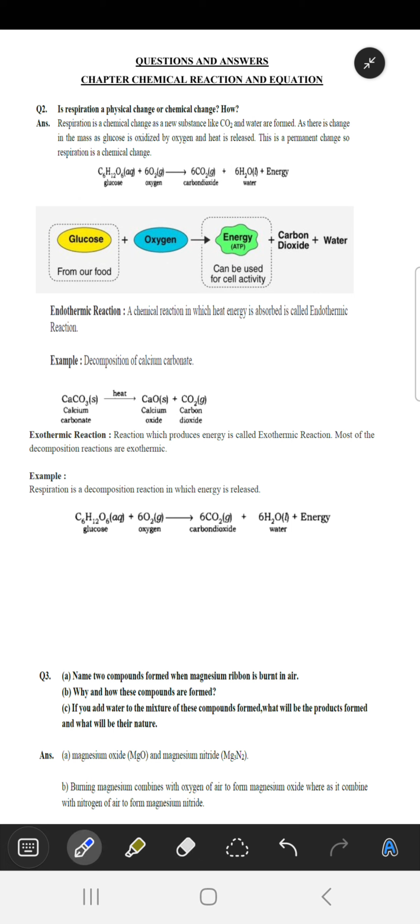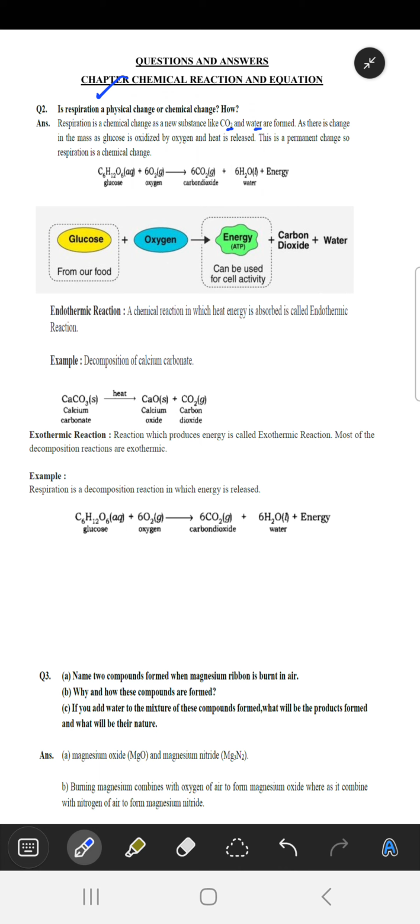These are the questions which are asked in previous board exams. So the first question is: is respiration a physical change or a chemical change? Respiration is a chemical change as new substances are formed. The new substances are carbon dioxide and water.